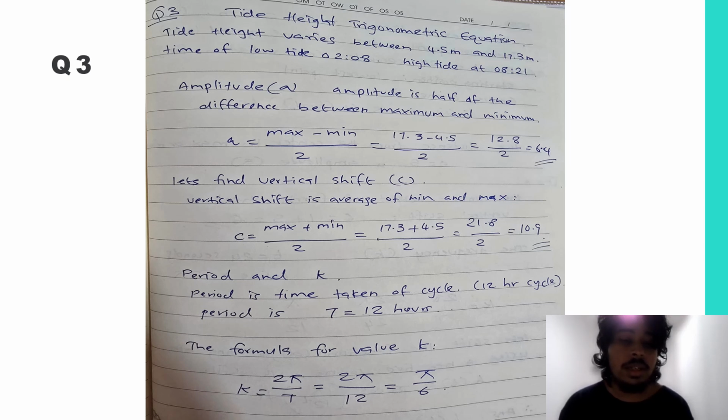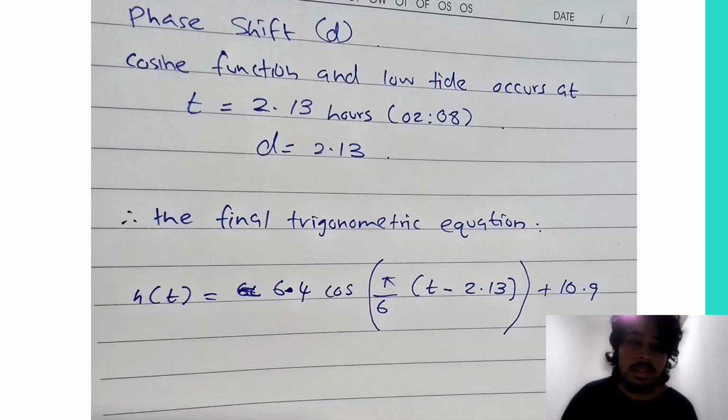Next is the period and K. The period is the time taken for one full cycle, which here is 12 hours. So the formula for the value of K is as follows, with the answer being pi over 6. And next is the phase shift.